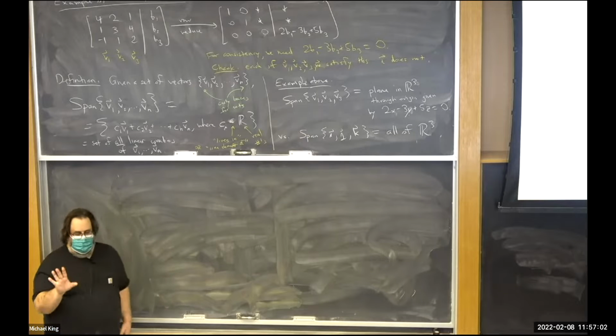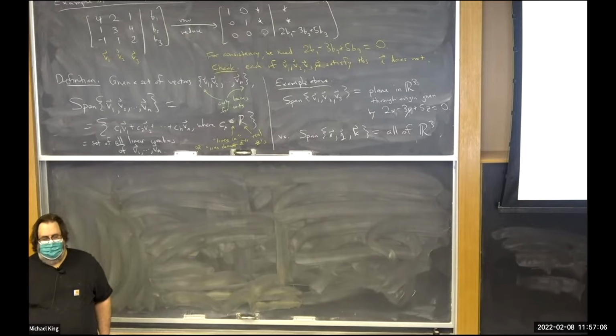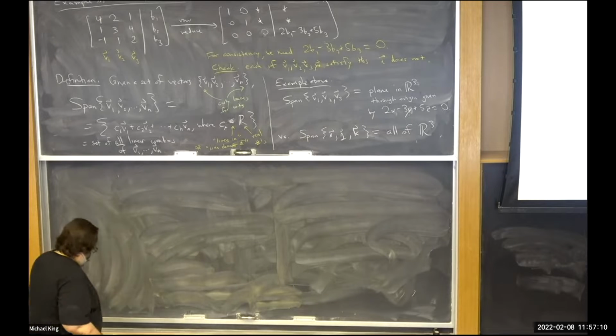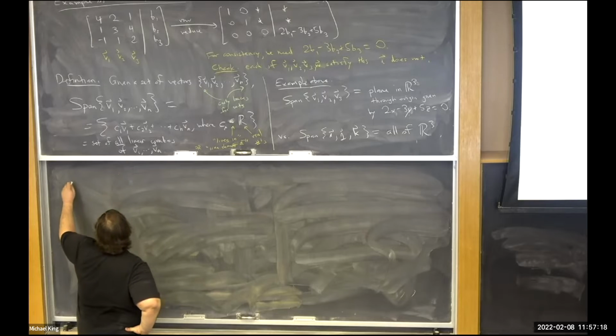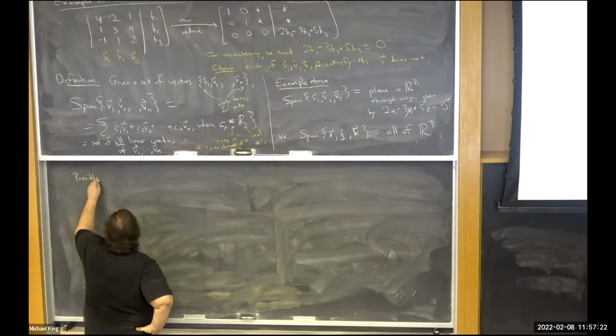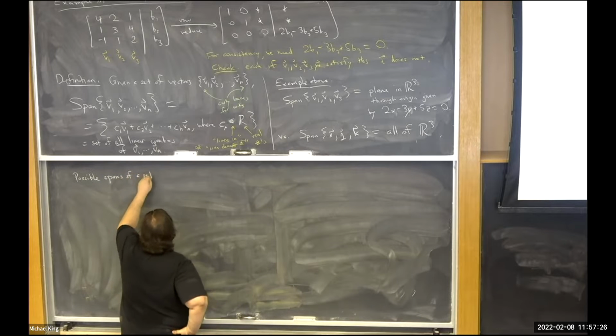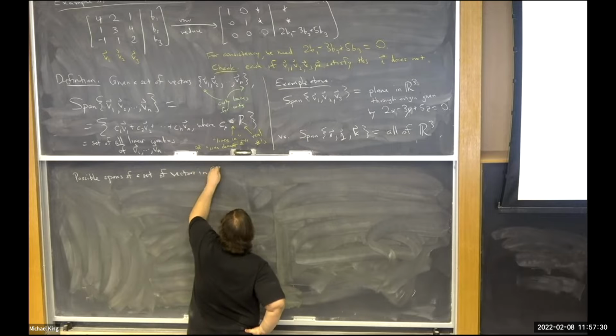And something we're going to talk about a lot is shifting perspectives. There's a row perspective, there's a column perspective. We're going to talk about this matrix transformation perspective in a week or so. So let's think about the 2D case. What are the possible spans of a set of vectors in 2D?